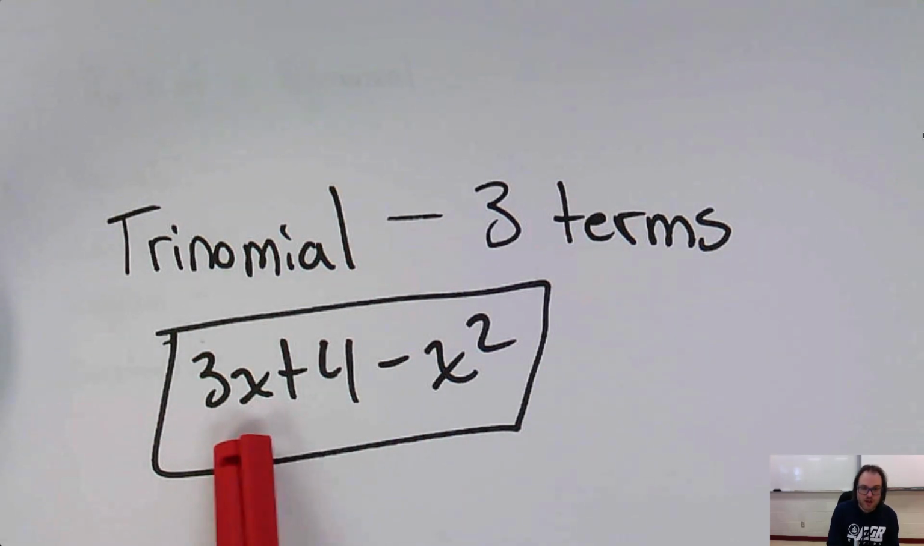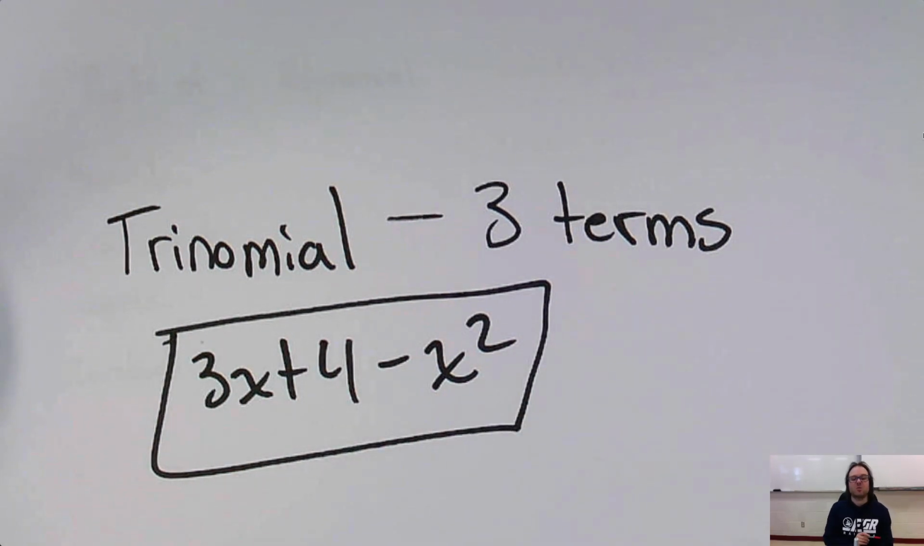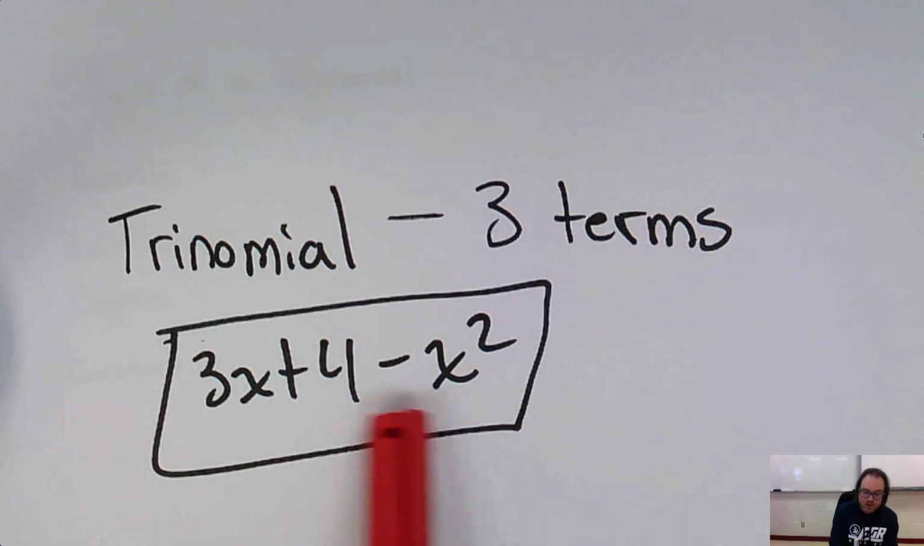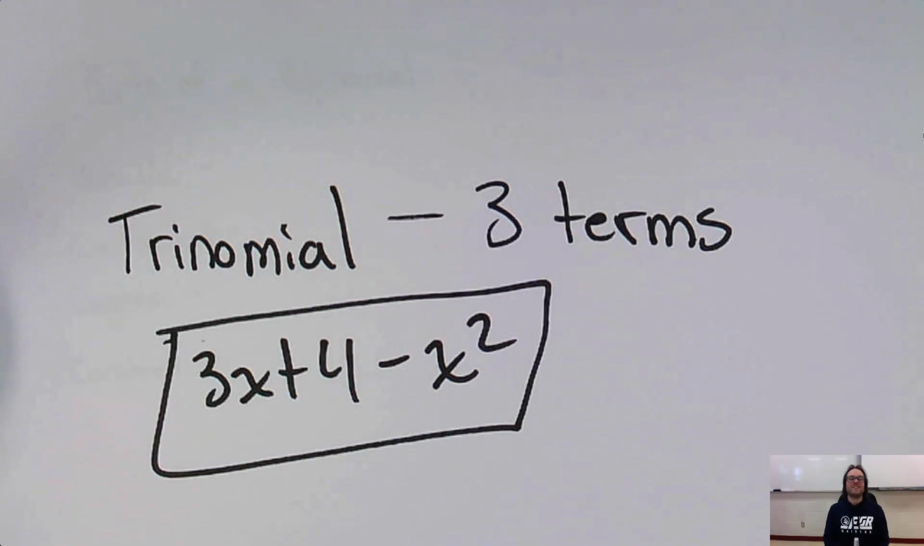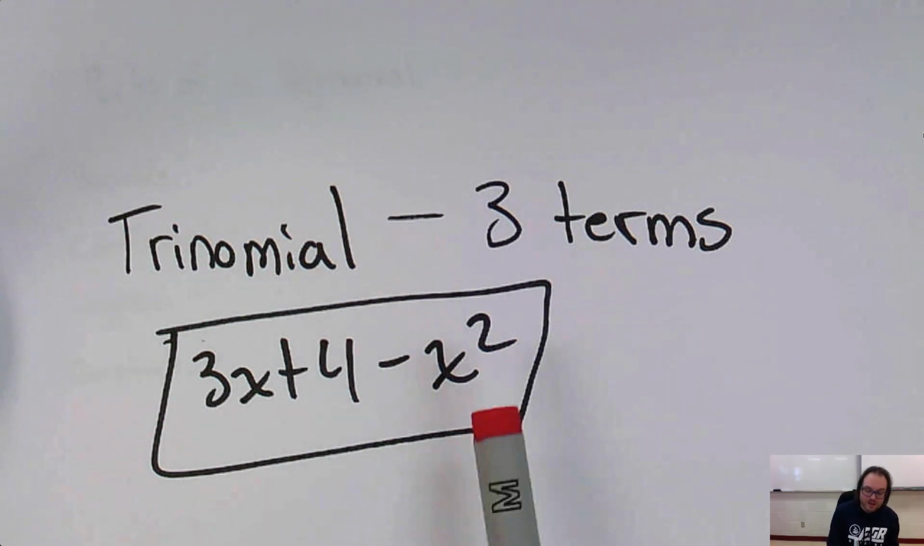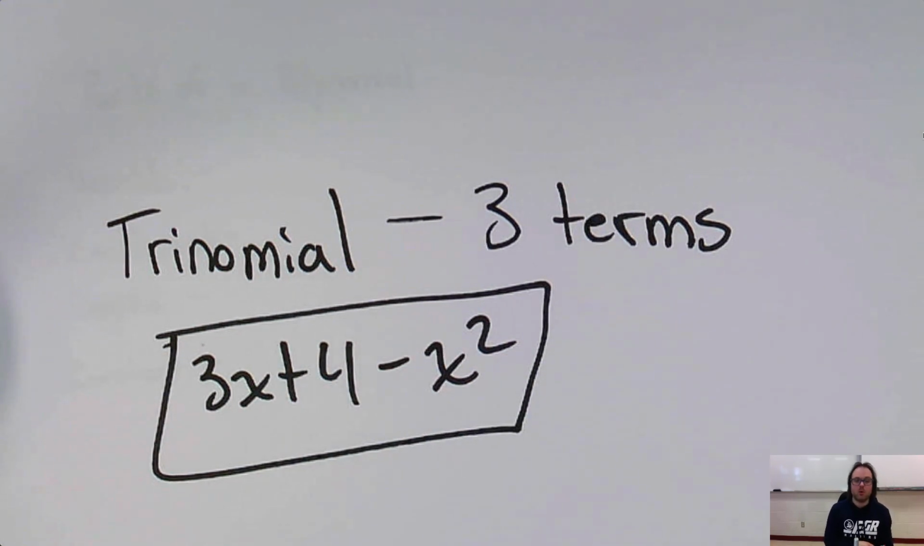So here we have 3x plus 4 minus x squared. Notice they are separated by an addition or a negative sign. Multiplication does not make new terms. And here, all of these have different exponents, or variables with different exponents.